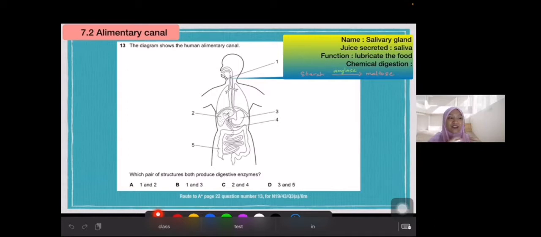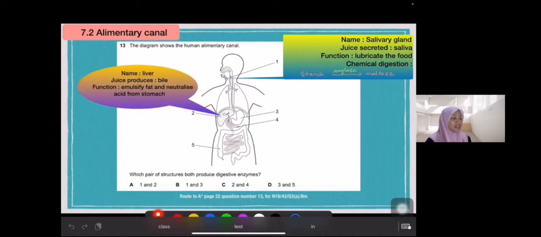Okay, what is the function of saliva? The function is to lubricate the food. What chemical digestion happen in this mouth by using that saliva tu? Okay, so you tulislah starch will be digested into maltose by using amylase. So kita jumpa enzyme amylase dalam salivary gland, produced by salivary gland. Okay, next.